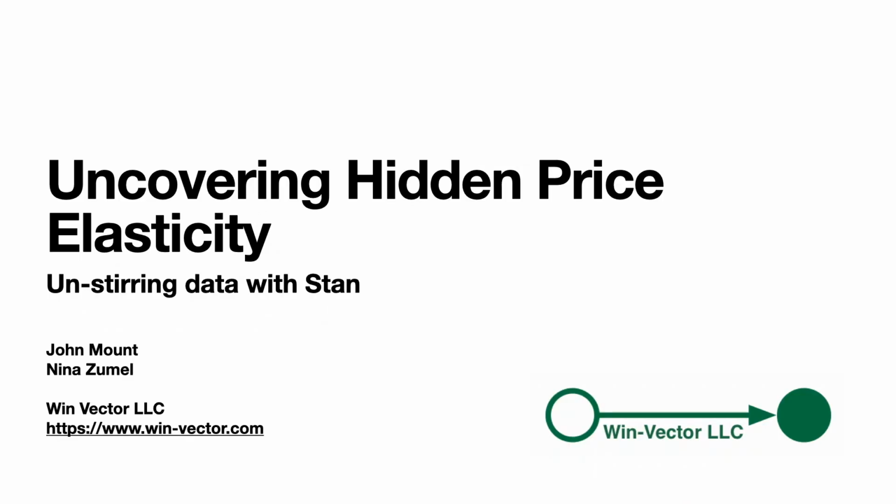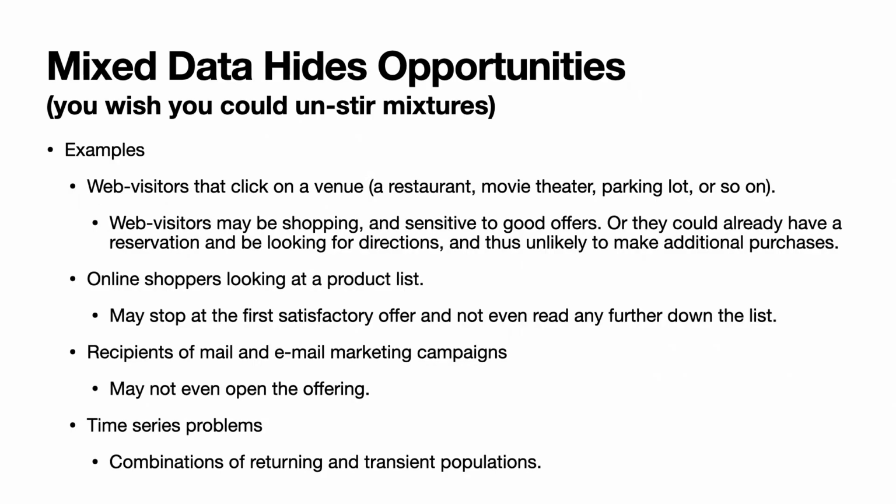In this talk, I want to go over the exciting process of uncovering hidden price elasticity in a business process. What I mean by hidden is that in realistic data, we tend to be dealing with mixed populations, such as website visitors that might be looking at our product and maybe, if we put the right price, can buy, and a mixture of website visitors that are maybe just clicking on our location to find the address. Maybe they've even already made a reservation, so they're not looking to buy at any price. We also get this for online shoppers and recipients of email marketing campaigns.